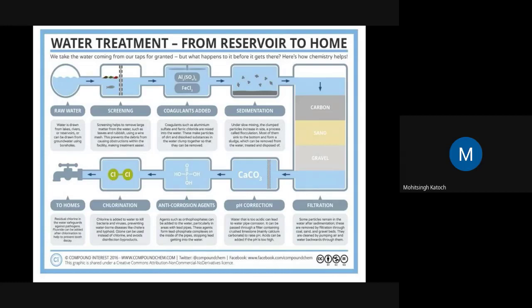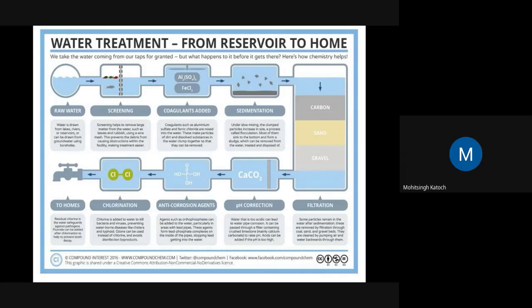So aluminum sulfate, commonly known as alum, is used as a coagulant in drinking water treatment plants, and ferric chloride is used in wastewater treatment plants. After the coagulation, the next stage is sedimentation. Sedimentation is also of two types. If coagulation is not done, then we say that the unit is using a plain sedimentation process, and if coagulants are added, then we say that the sedimentation is with the help of coagulants.